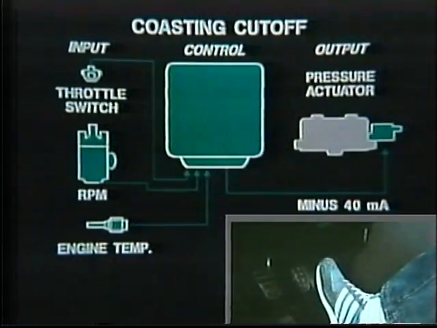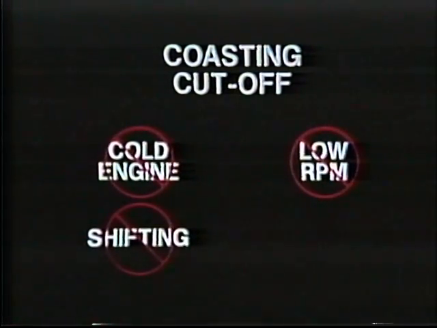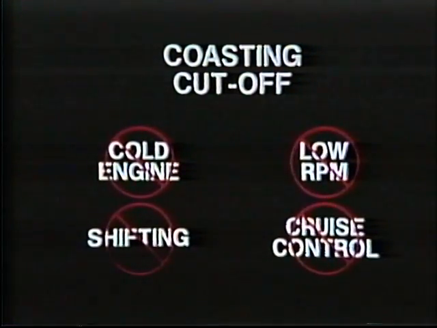When the throttle switch signals the throttle plate is closed, depending on RPM and on engine temperature, reversed current to the actuator cuts off injected fuel. When does coasting cutoff not operate? Not with a cold engine, not at low RPM to prevent stalling, not when shifting a manual transmission, and not while in cruise control.